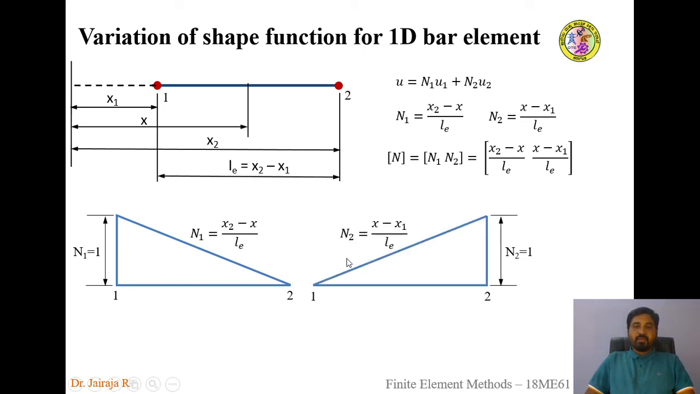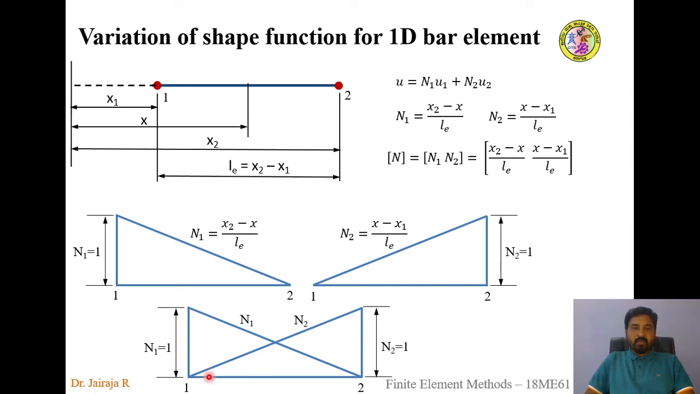Similarly, N2 at node 1 is 0 and N2 at node 2 is 1, and the variation from node 1 to node 2 is represented by N2, that is equal to (x minus x1) divided by LE. So here we can see node 1 and node 2. At node 1, N1 is equal to 1, and at node 2, N2 is equal to 1. At node 2, N1 is equal to 0. At node 1, N2 is equal to 0. So this is the variation of shape function for the 1D bar element.